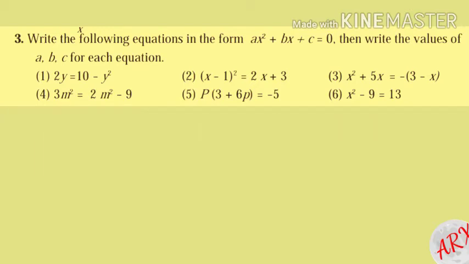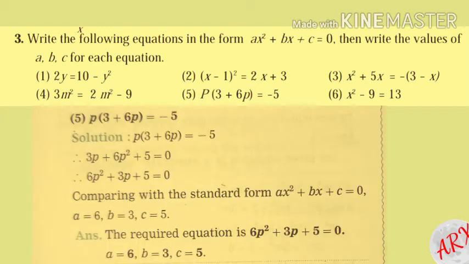In question number 5, p in bracket 3 plus 6p equal to minus 5. So after solving, we will get 6p square plus 3p plus 5 equal to 0. Hence, a equal to 6, b equal to 3 and c equal to 5.